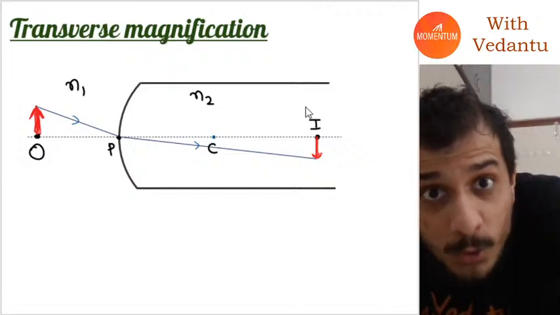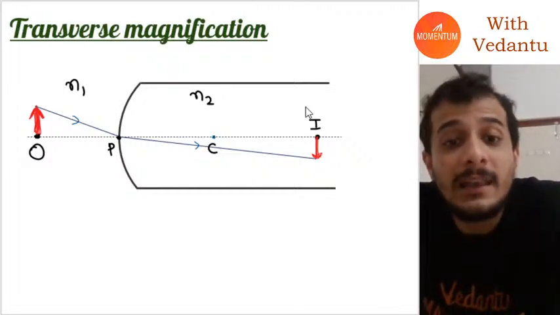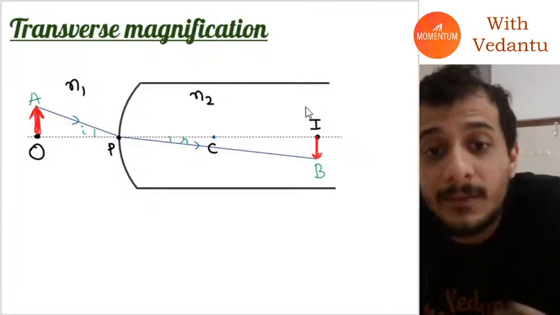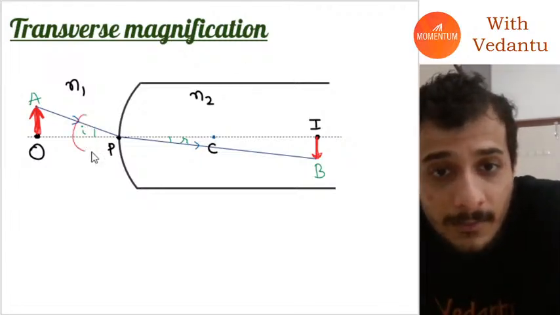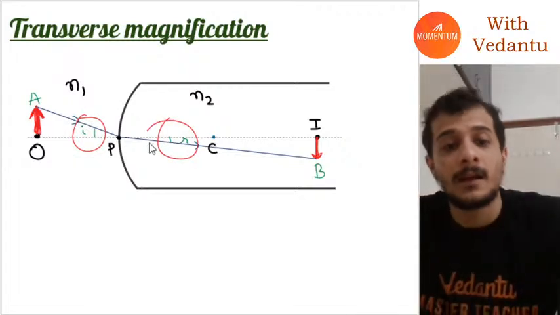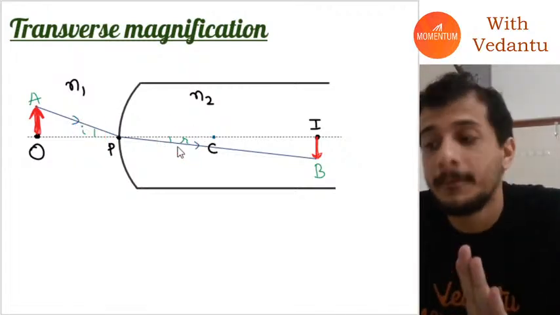Next, what do you do? Let's say this is the angle of incidence and this is the angle of refraction. I have now marked the angle of incidence and the angle of refraction.